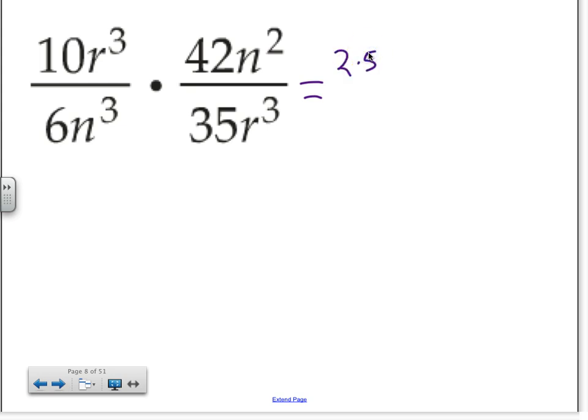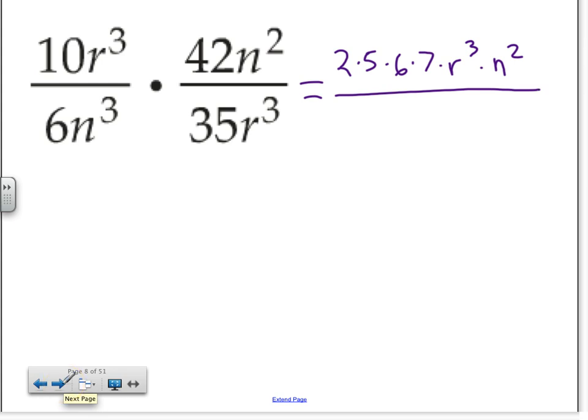So watch what happened. I wrote 2 times 5, and I times that by 42. But instead of writing 42, what can I write? 6 and 7. Good. So 2 times 5 is 10, 6 times 7 is 42, so I got 10 and 42 covered. Then I do the same thing for r cubed, I just write r cubed. N squared, I can just write n squared. See? They're all linked up by multiplication. That is our condition. They must link up by multiplication before we can cancel.